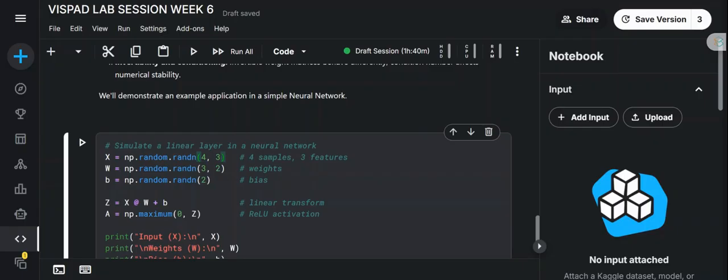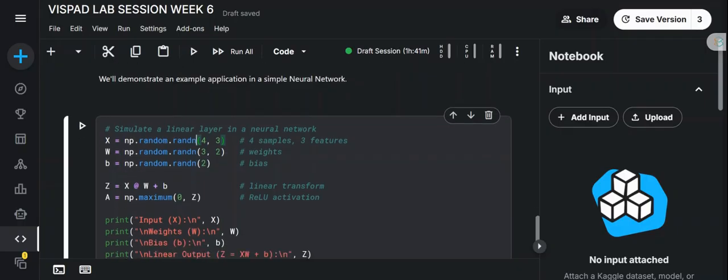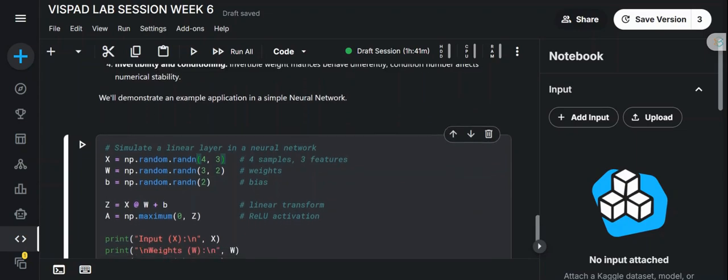And then np.random.randn 3 by 2 gives the weights. Remember that in our previous labs I mentioned that weights are used to give the level of importance that should be attached to different features in the data. And then the bias will also be a vector. All right, so now let's see the relevance of linear transformation over here.